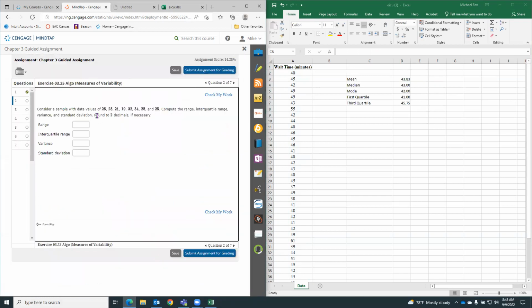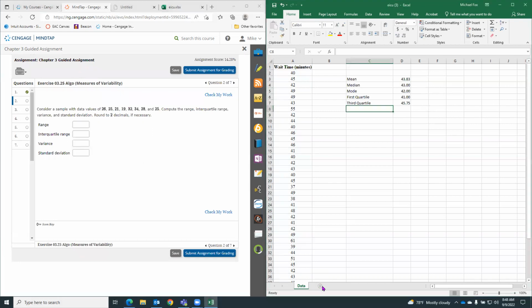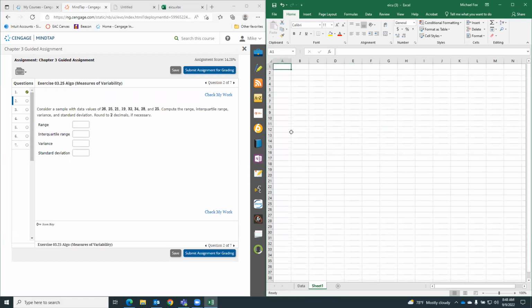This one gives us a much smaller data set. It's so much smaller that it doesn't let us export it, so we're going to have to type it in by hand. I'm just going to open up a new tab here, and I'll type these in: 26, 21, 19, 32, 34, 28, and 25.